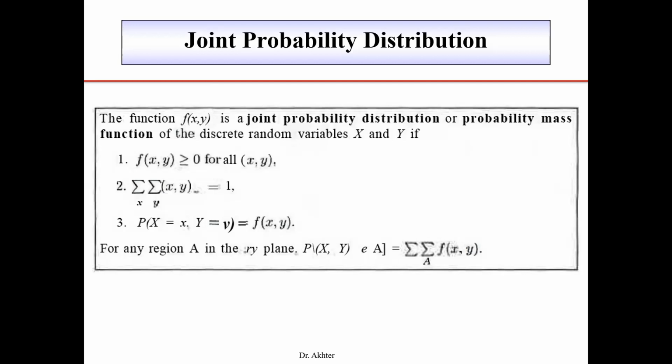The total is not only along x, but the total along x as well as along y. So you can see that the two totals here, sigma x, sigma y of the joint probability, is equal to 1. The third thing is that the probability at a specific point, f, where X is equal to small x and Y is equal to small y, can be represented by f(x, y). These are the three conditions that must be fulfilled by a joint probability distribution.